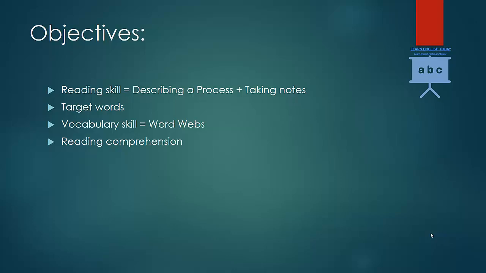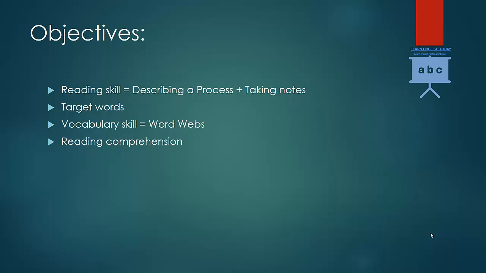The next one, vocabulary skills, where we will cover word webs: what word webs are, how to create word webs, and how they are important. And the next one, reading comprehension, at the end of the reading passage, so how we can have good comprehension of the text that we have read.